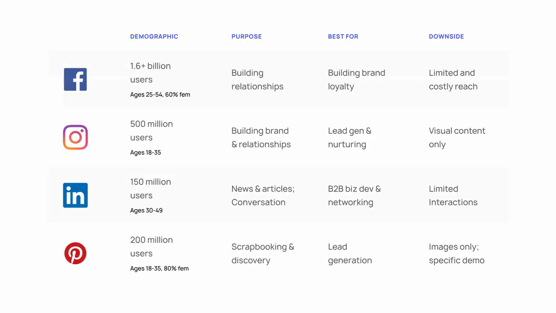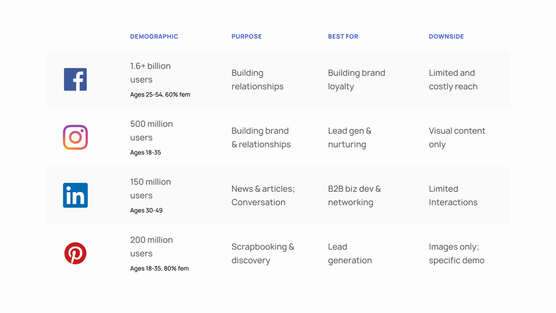Using your personas, you can figure out, does it match demographically with who I want to be targeting? Looking at the purpose and how people use it, does it match with where they are in the buyer's journey? Same with what it's best for. Facebook is best for building brand loyalty, so it's more the consideration and decision stage and after.